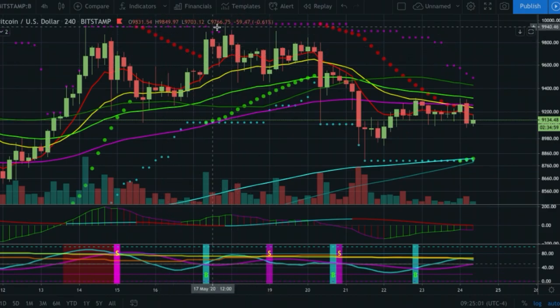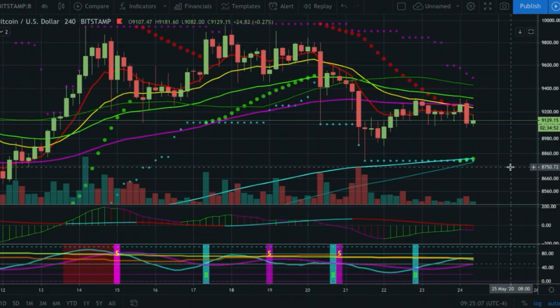So the one that holds still is usually the resistance, and the one that moves towards it is the support, or the opposite if it's going in a downtrend. But it essentially helps you to identify the trend and the most likely point to reverse from.